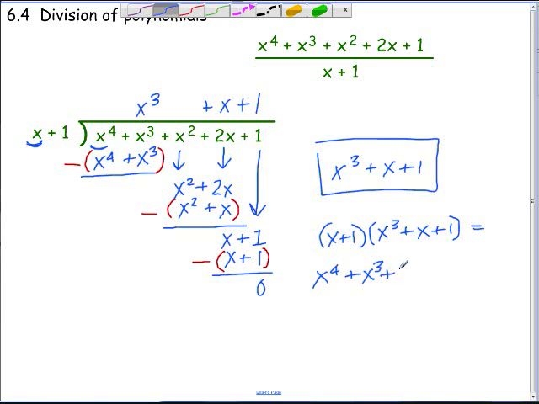This looks like something you might see again, doesn't it? Maybe, maybe not. Okay.